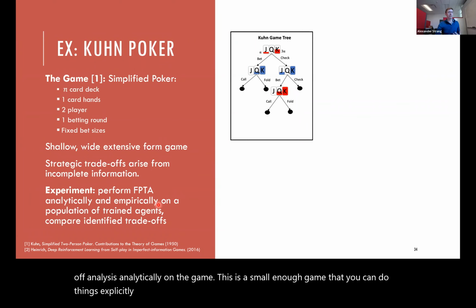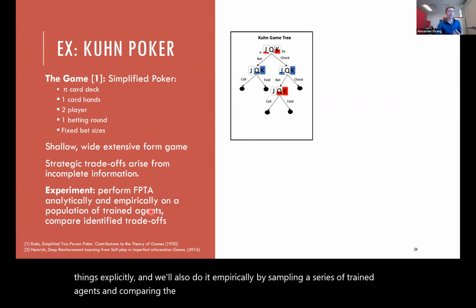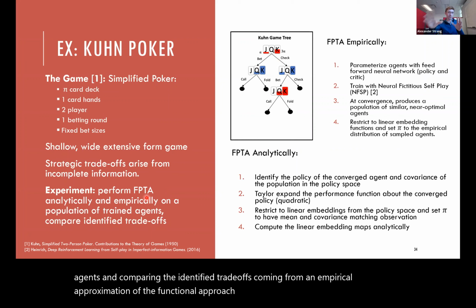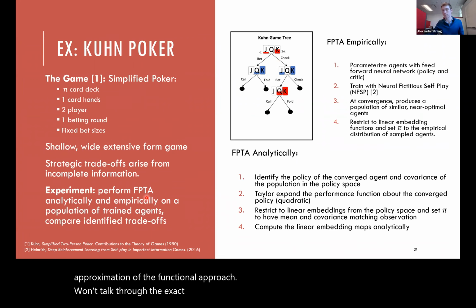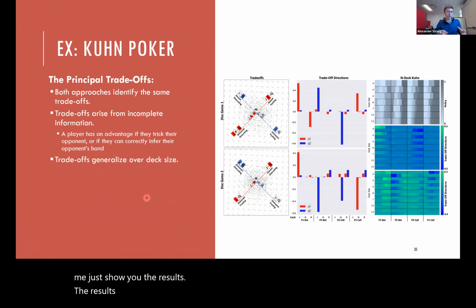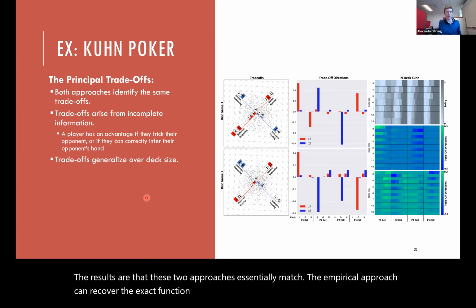Now, the experiment we'll perform is this functional principal trade-off analysis, done analytically on the game. This is a small enough game that you can do things explicitly. And we'll also do it empirically by sampling a series of trained agents and comparing the identified trade-offs coming from an empirical approximation of the functional approach. I won't talk through the exact experimental procedure here for the sake of time. Let me just show you the results. The results are that these two approaches essentially match. The empirical approach can recover the exact functional approach, and you can study the convergence rate in sampling limits.